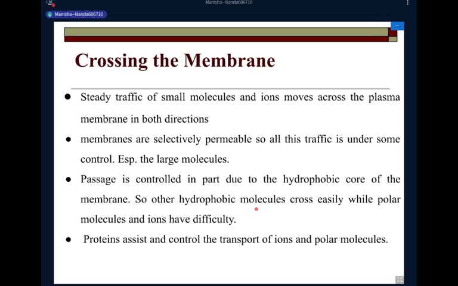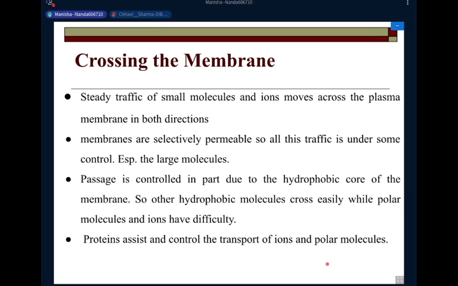But if we talk of large molecules that are very specific, say important hormones or any other biomolecules, the membranes, since they define the identity of different types of cells in a living system, right? It is seen that these membranes are very selective in what components they are going to allow to transport and what components they will restrain from moving inside the cell. So, this passage is controlled in part due to the hydrophobic core of the membrane.